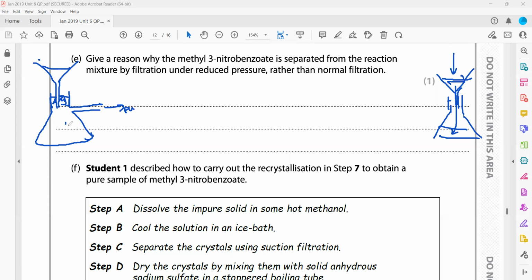When we reduce the pressure from inside, the outside atmospheric pressure is more. So what is the advantage of filtration under reduced pressure rather than normal pressure? This will be fast filtration and this will produce a dry solid. So why is it done? To produce a dry solid, or increase the efficiency of filtration, or filter it fast or quickly. Is it clear?